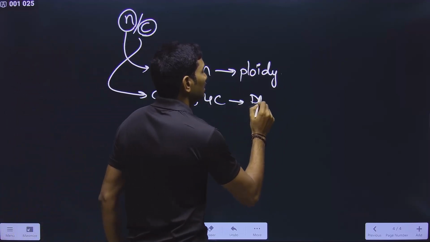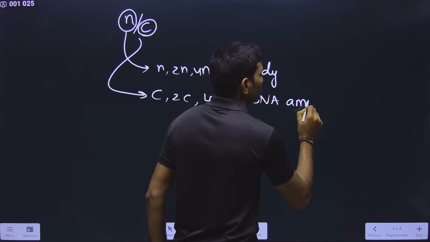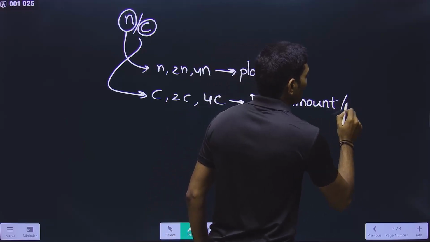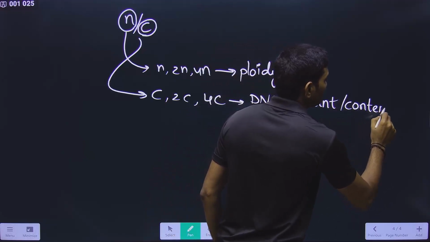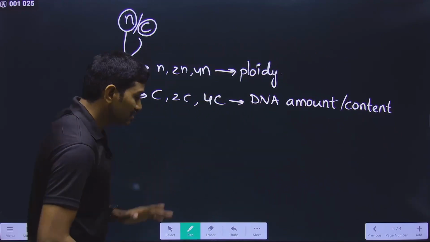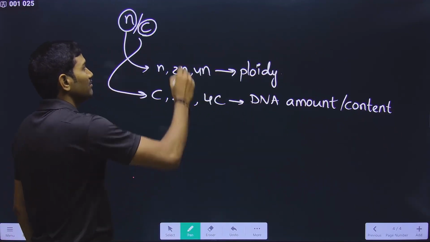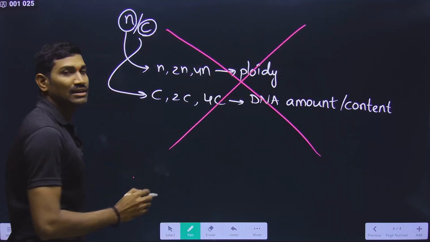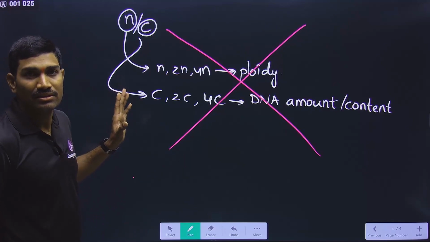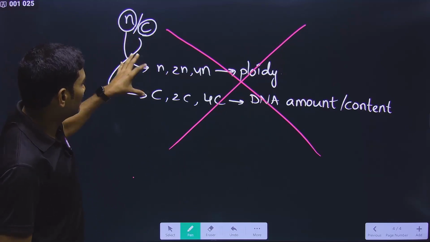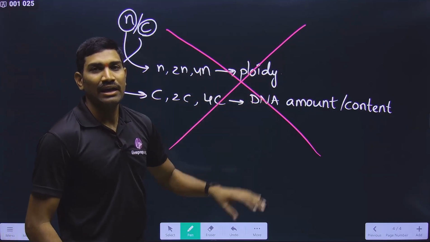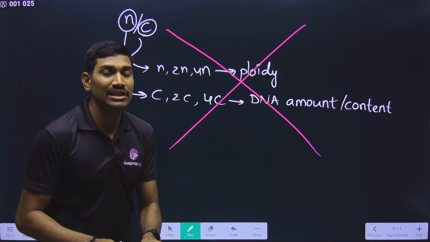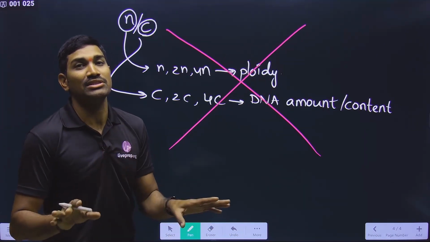That means it is the DNA amount, the DNA content, they are writing. And please remember, this is a blunder mistake. They are writing N by C like this, and this is a direct blunder mistake. Please don't make this particular mistake.